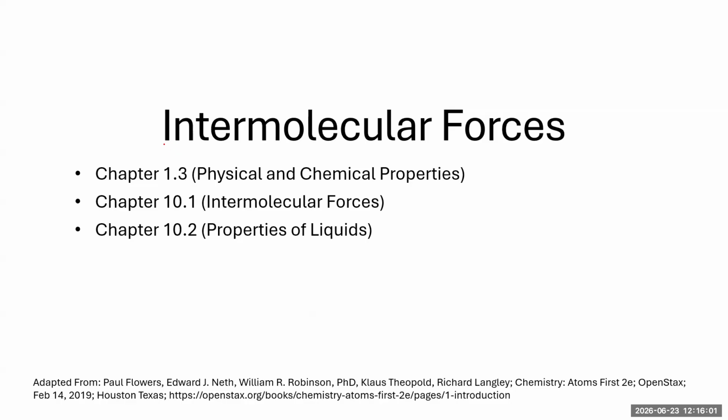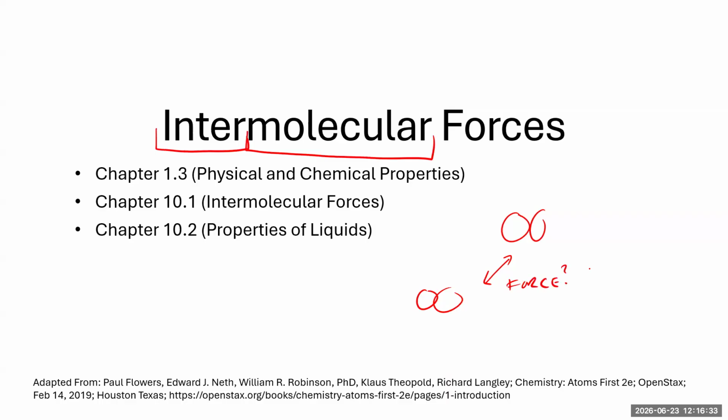Let's analyze that word real quick. Inter means between two different things, like interstate means going between two states. Internet means going between two computers or many computers. So inter means between two different things. These are forces that occur between molecules. So we have different molecules. Remember, molecules are more than one atom, and there's some sort of force occurring between those. We're trying to figure out what that means, right? So we're going to start there.